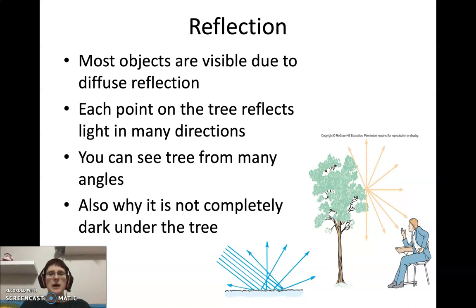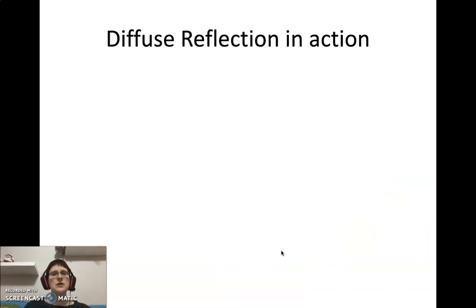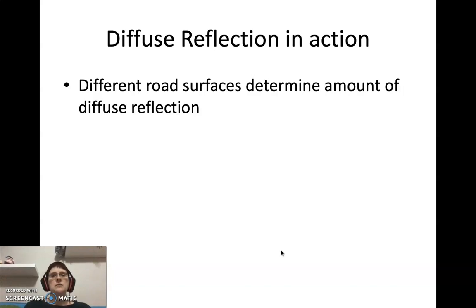So we were talking about why you've got light coming off of all these different points of the tree, why you get the undersides of trees lit up, because of this property of diffuse reflection, because the surfaces aren't smooth. So you guys have actually seen diffuse reflection in action other than just seeing objects lit up around you. Something that you're very familiar with, I'm sure, is road surfaces.